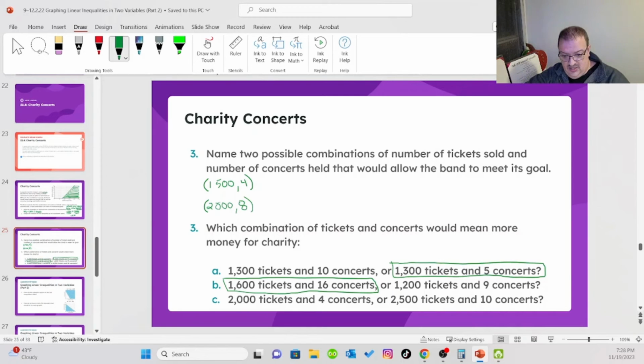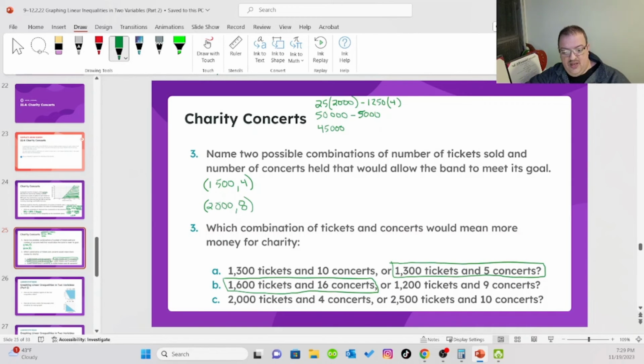So first we have $25 a ticket times 2,000 tickets minus $1,250 times 4 concerts. This is $50,000 in revenue minus $5,000 in costs for a total of $45,000 profit for charity.